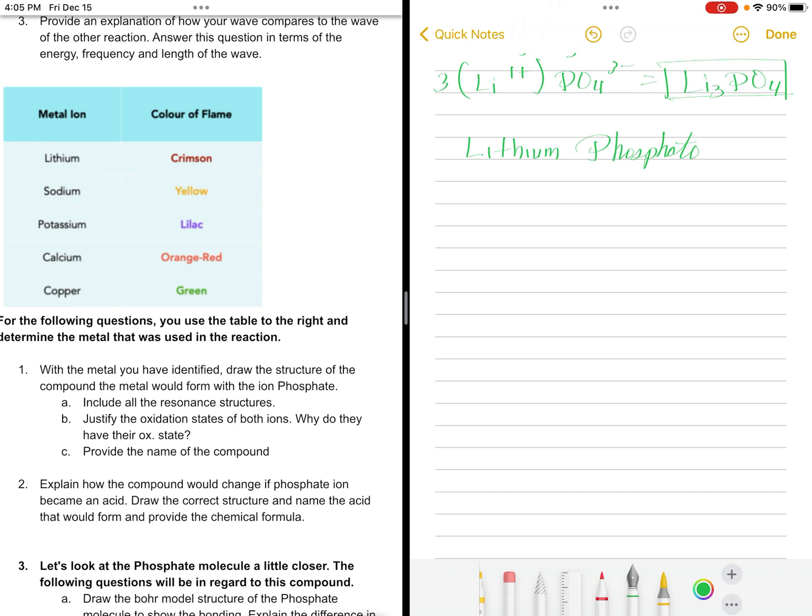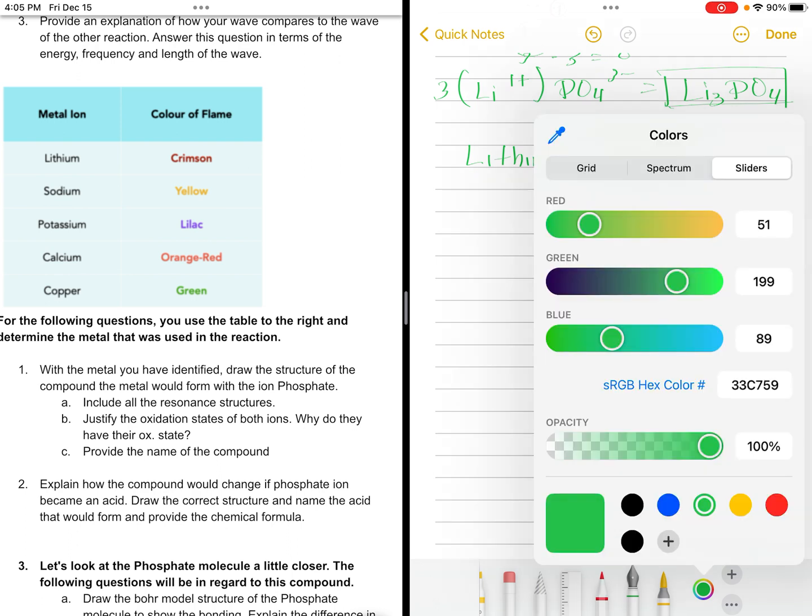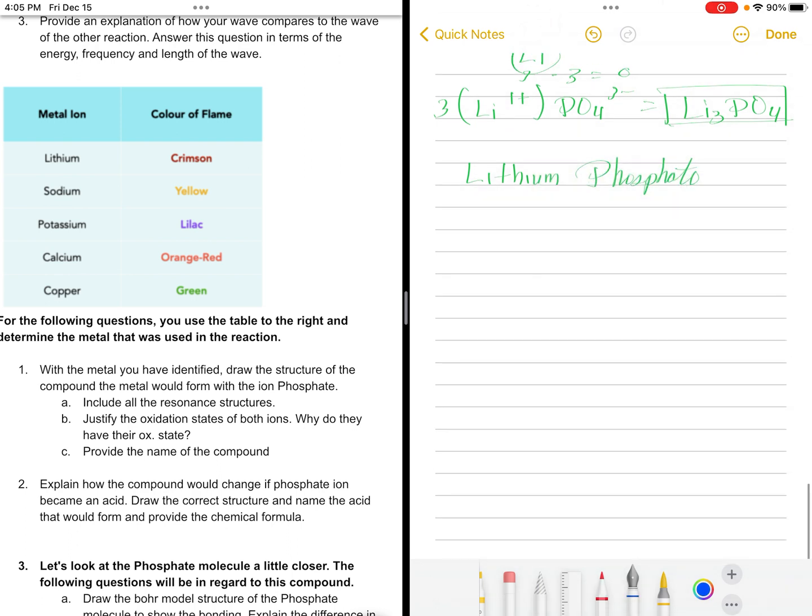Stop me. Okay. Explain how the compound would change if phosphate ion became an acid. Draw the correct structure. Name the acid that would form. Okay, so look, you already have the structure here, guys. You already drew it. Why? You don't have to reinvent the wheel.